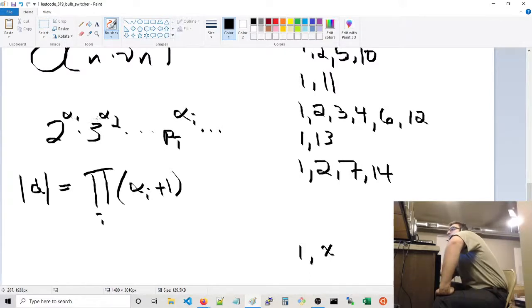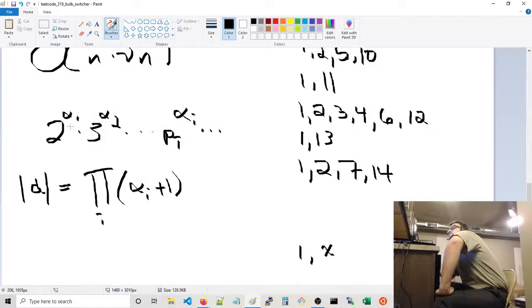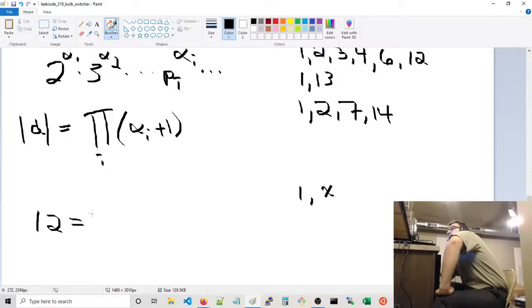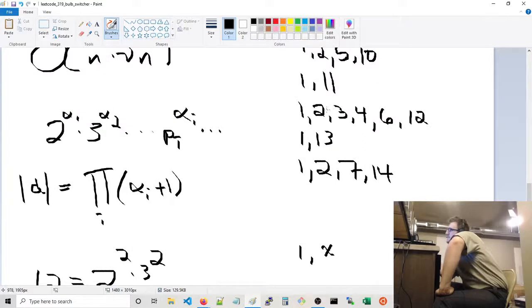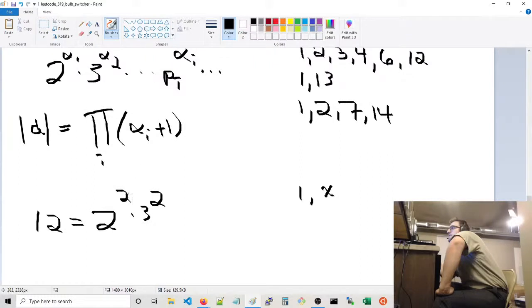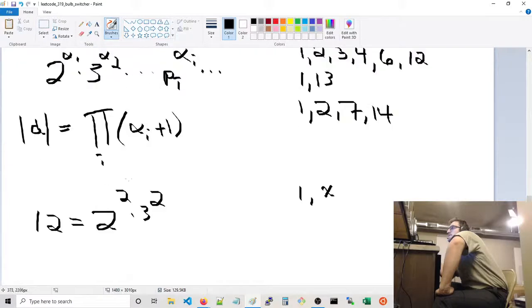Is it plus 1? Or is it just... let me just see. Let's see, 12 would be... I don't know if that's right. Hold on. 12 is 2 to the second times 3 to the second, right? What do you get? 1, 2, 3, 4, 5, 6 divisors. This would give us 9. That's not correct. I want to say it's actually something more like... no.